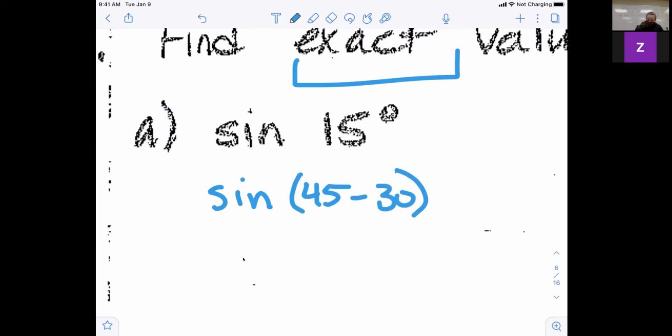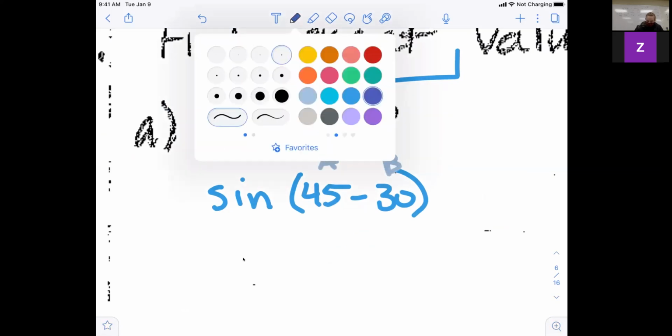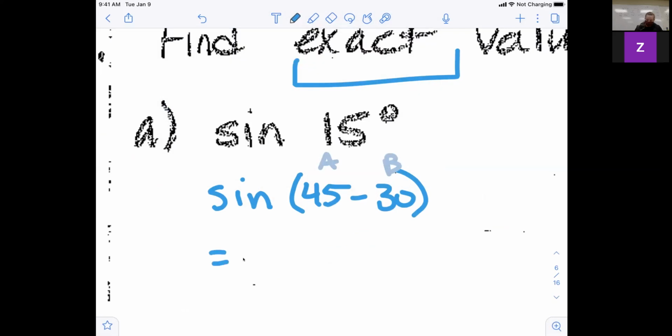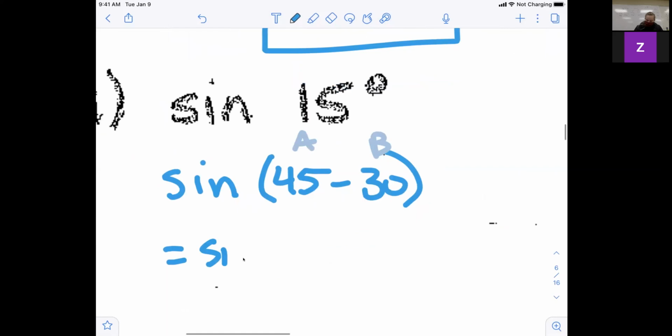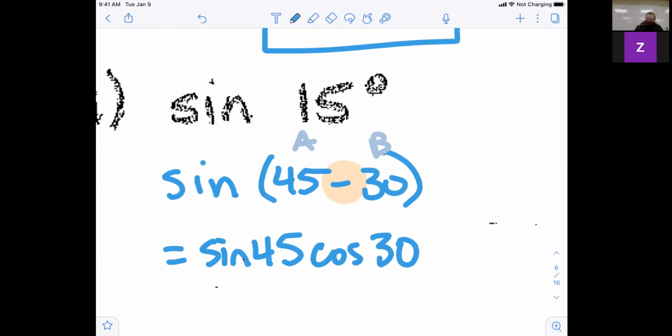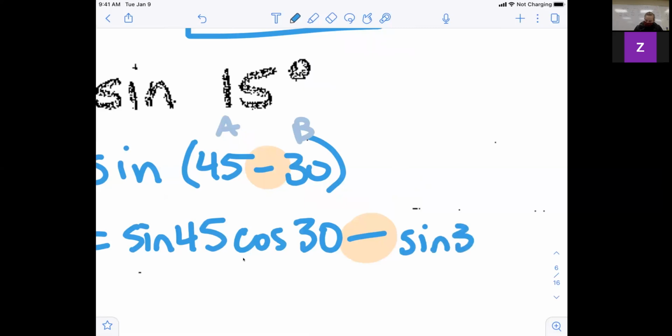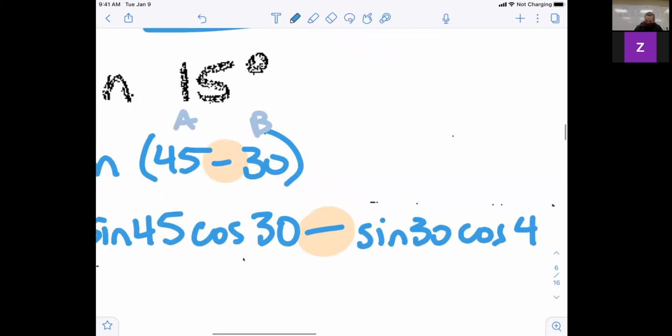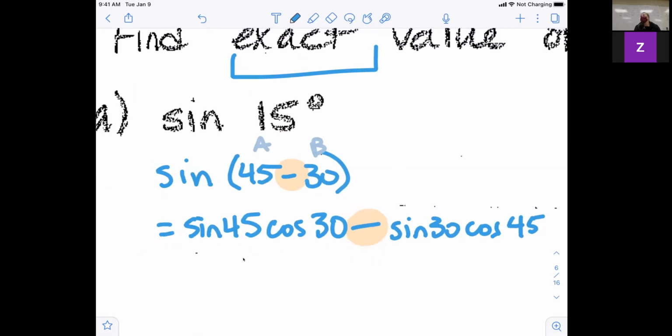So 45 is going to be my angle A, 30 is going to be my angle B, and we're just going to plug and chug. You can still see your formula above. I'm going to do sine of 45 times cos of 30. I have to match my sign, so it's going to be minus. And now it's going to be sine of 30 times cos of 45. I first just plugged it into my identity above with 45 for A and 30 for B. Now I asked you to use your unit circle, so we have to figure out what all of these sines and cosines are, and then plug in and simplify.